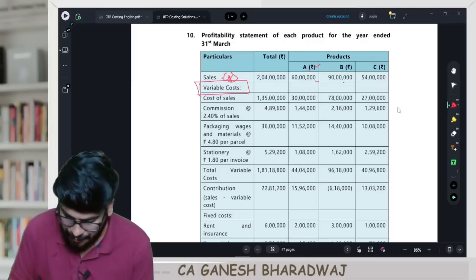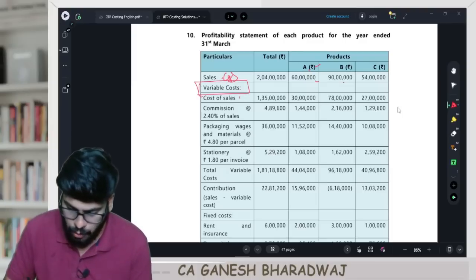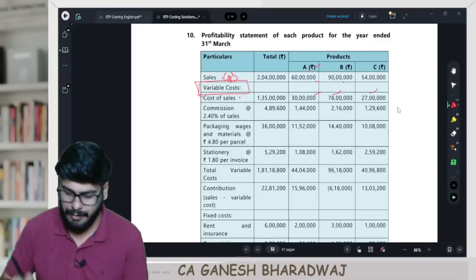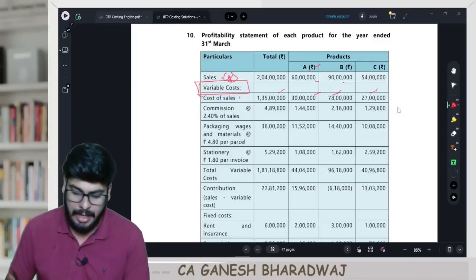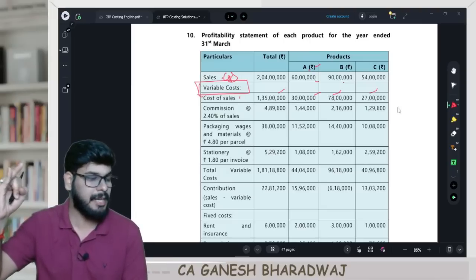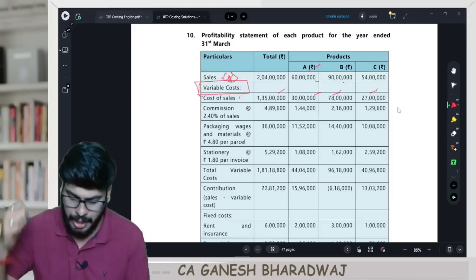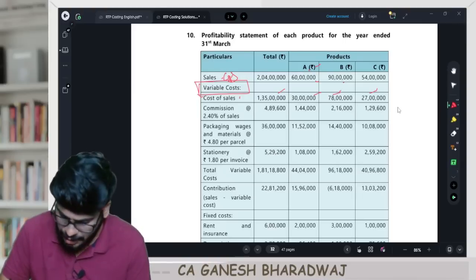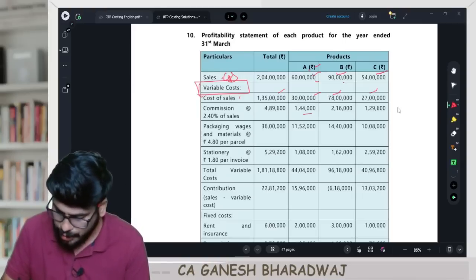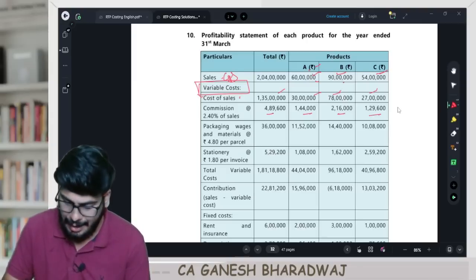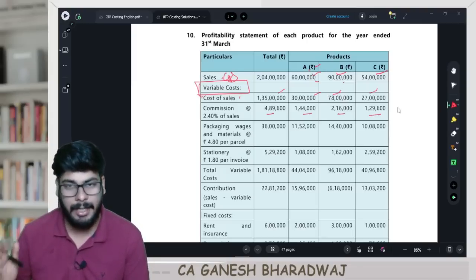Now less all the variable costs. First one is going to be cost of sale. This figure is readily given, product wise. Add it up, you get 135 lakhs. Commission, they have given the commission. There are three more variable costs: commission, packing wages, and stationery. Commission is going to be 2.4% of sale. So 2.4% on the respective sales value, you will get 1,44,000, 2,16,000, 1,29,600. You can add up the three, you will get 4,89,600.